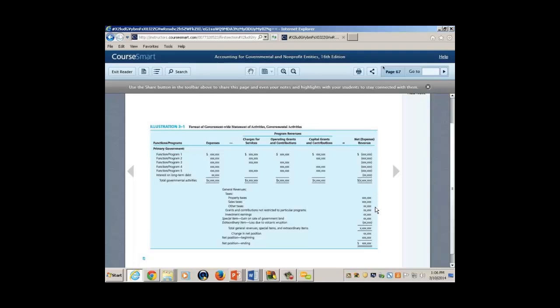Then you have special item and extraordinary item. Just hold on to that for a moment. I'll talk to you about that a little bit later. And basically, by adding the net expense number to the total general revenue, you come up with something called a change in net position. Plus the net position at the beginning gives you the net position at the end. So this is the format I'd like you to keep in mind. Okay?